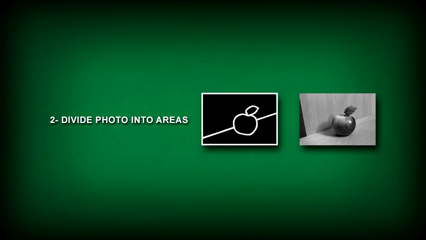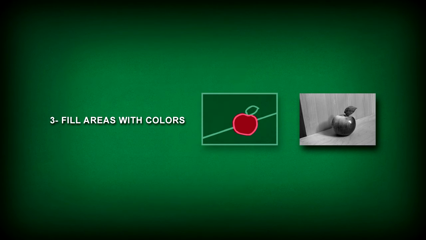The next step is to divide your photo into multiple areas. In my case, it's simple. I have only 4 areas. Next, I fill each area with a specific color. Here's some red for the apple, some beige on the top half, some green on the leaf, and a light beige on the desktop.